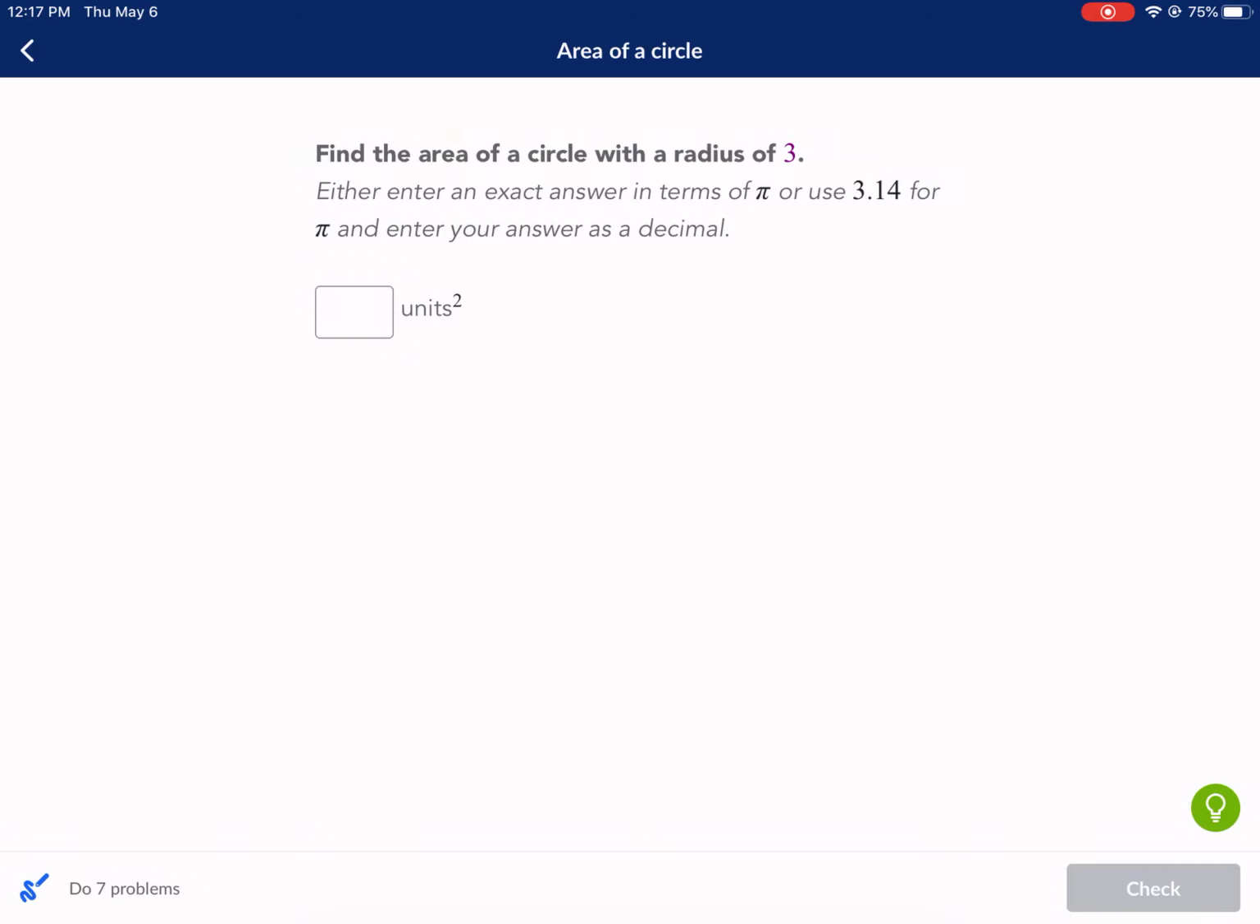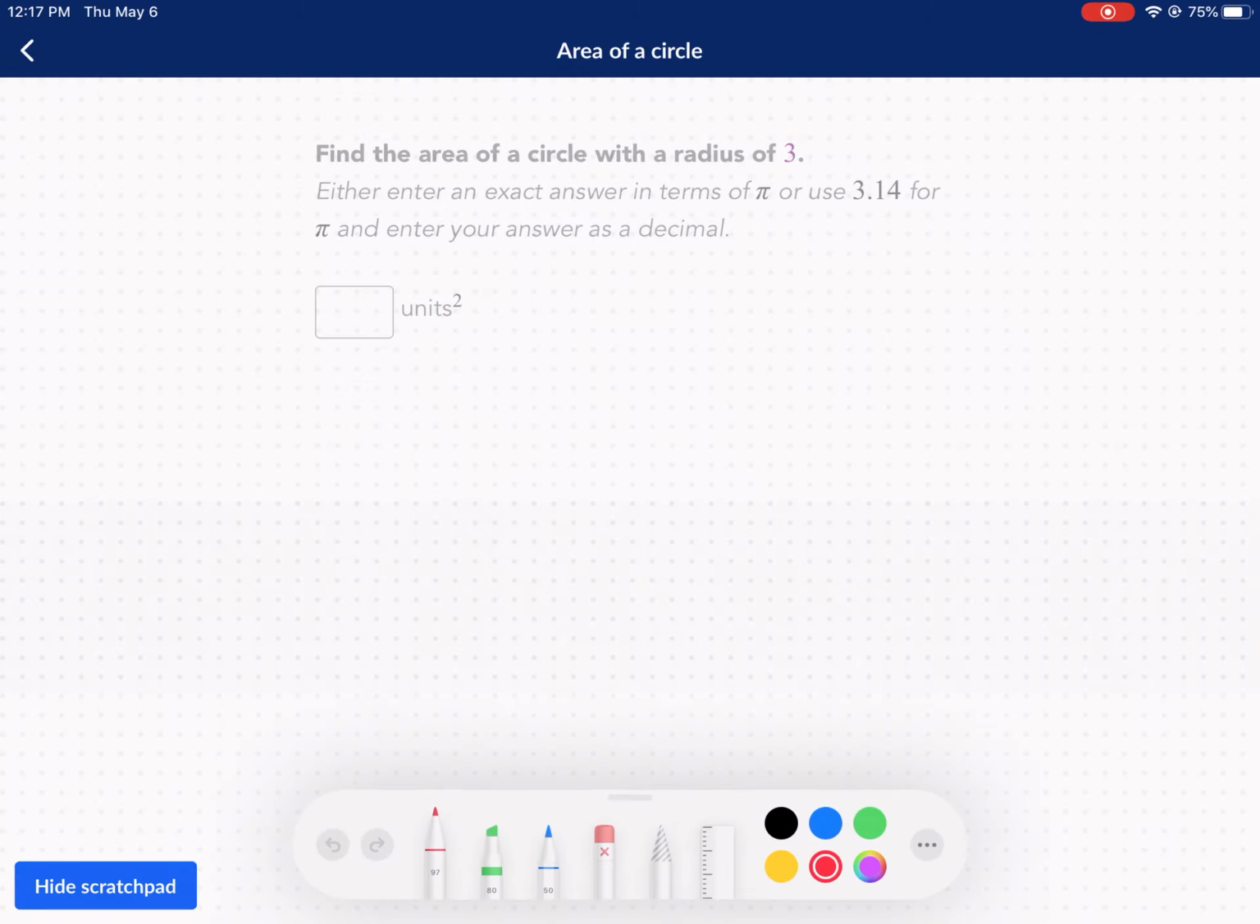It's a pretty straightforward Khan Academy exercise, but I'm going to break it down and show you how to do it in case you're struggling. Find the area of a circle. We're doing this first question: find the area of a circle with a radius of 3.